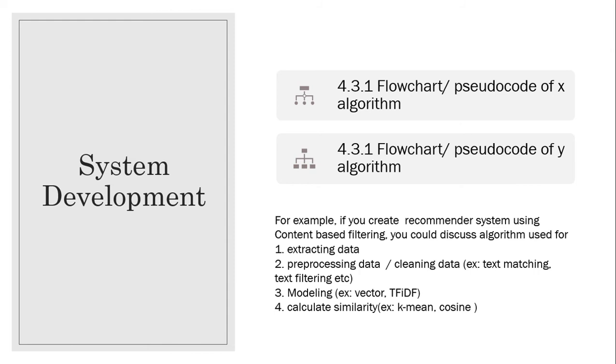So each of the algorithms, you need to write it down, either using a pseudocode or an algorithm. For example, if you create a recommendation system using content-based filtering, you could discuss the algorithm used for extracting data, pre-processing data, modeling, and calculating similarity. So for a recommendation system, you already have four to discuss here. What other algorithm is used? Some research might use a randomizer to randomize the output, for example. So that is also included in algorithm. So whatever algorithm you use, discuss it in this section for the development.